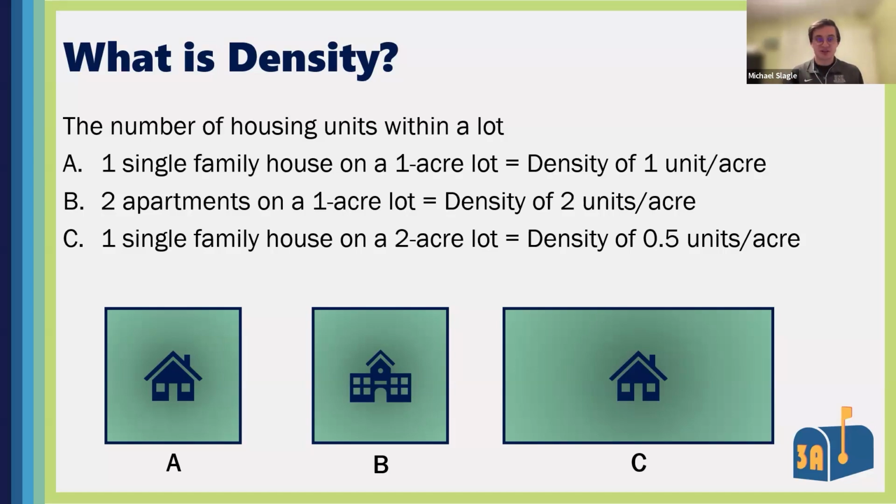So for example, we have example A, which is a single family house on a 1-acre lot. We would say that that lot has a density of 1 unit per acre. If we add 2 units to that 1-acre lot, like in example B, we would say that the density of that property is 2 units per acre. And then if we have a single family house on a large lot, like a 2-acre lot, we would say that that density is 1/2 a unit per acre.